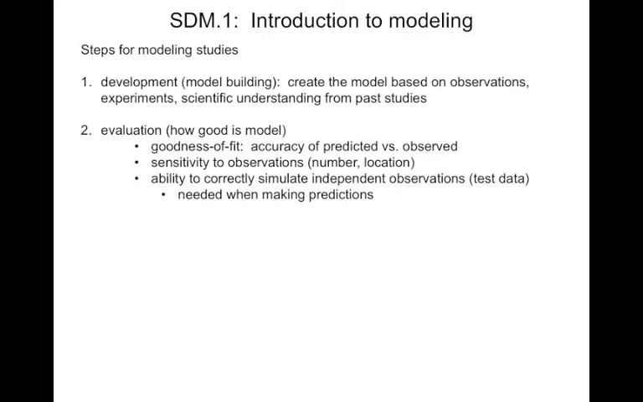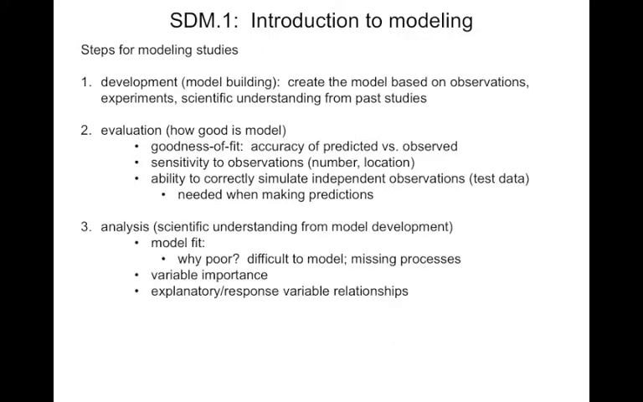So oftentimes model development removes, say, 50% of the observations and withholds them, doesn't use them in the model development. The other 50% are used in the model development. And then later, the modeler tests the ability of the model to accurately predict the 50% that were withheld. So that's independent test data. And that's really useful for evaluating whether predictions of the model are going to be accurate. So that's an independent evaluation.